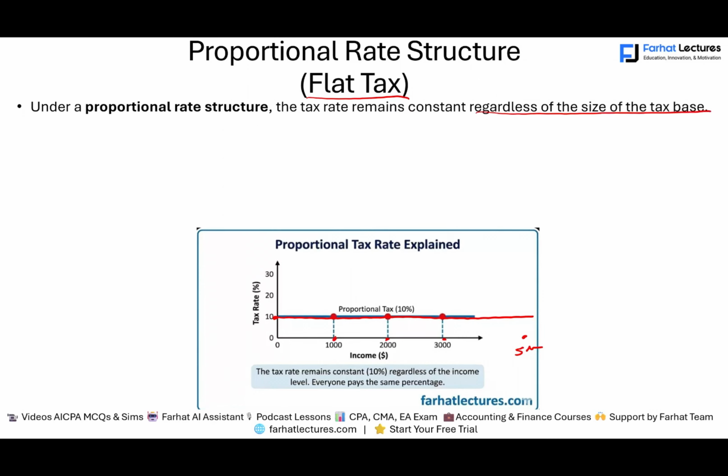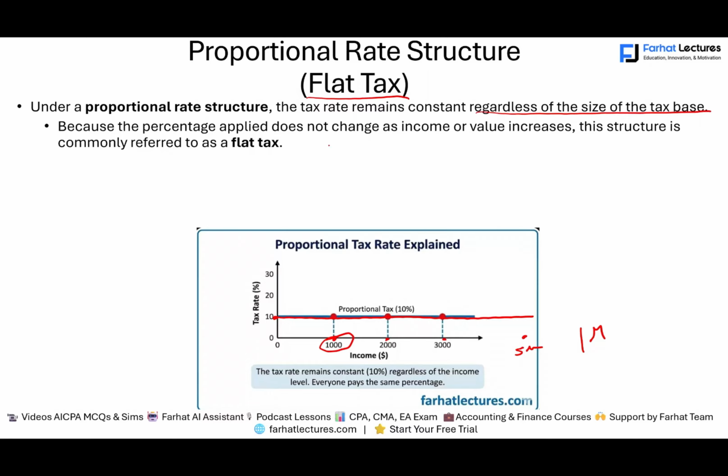So under a proportional tax rate, the tax rate remains constant regardless of the size of your tax base. Your tax base could be 1,000. Your tax base could be $1 million. It does not matter. You pay the same percentage. Because the percentage applied doesn't change as income or value increases, the structure is commonly referred to as flat. Flat like this line. It's a straight line, a flat line. This is why it's called flat.